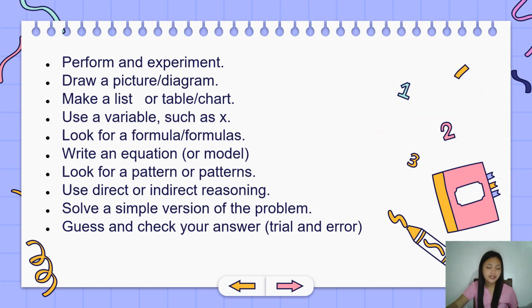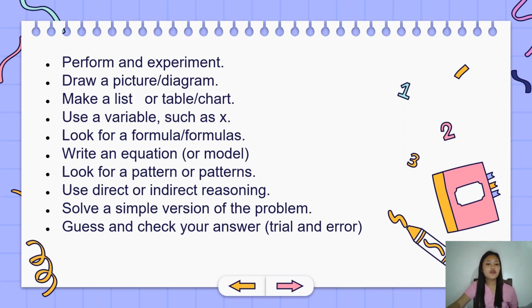In making a plan, we must consider the following. First, perform an experiment. Second, draw a picture or diagram. It is very useful in any problem that talks about fractions. So gamit kayo ng draw a picture or diagram if ang problema is mga about fraction, 1/2, 1/4, 3/4, like that, and so on and so forth. Next is make a list or a table chart. Next, use a variable such as x. So gamiton din nato si x as a variable.